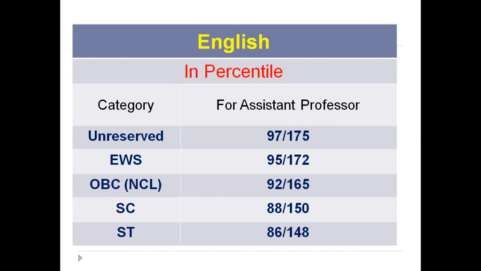And if you belong to the OBC category, you should try to get at least 165 and above, so that you reach at least the 91st or 92nd percentile, which is the expectation. And if you belong to the SC category, at least 150 marks out of 300. And for the ST category, I would say it could go down to even 145 to 148. This is my safe assumption for English.